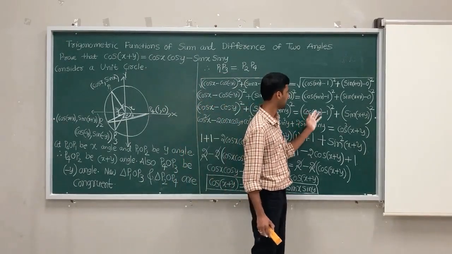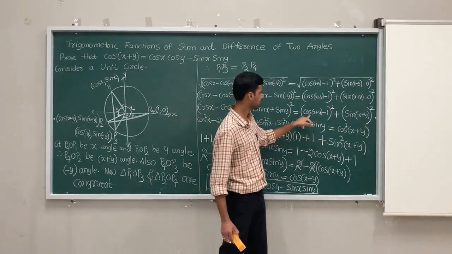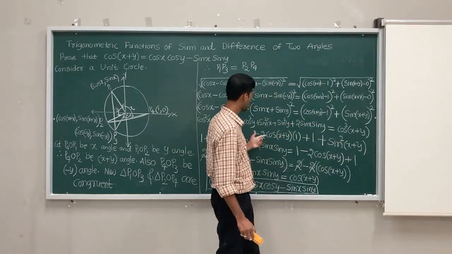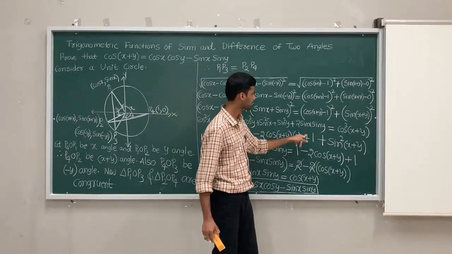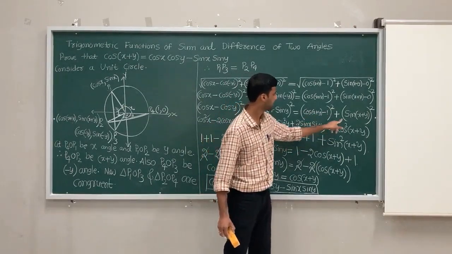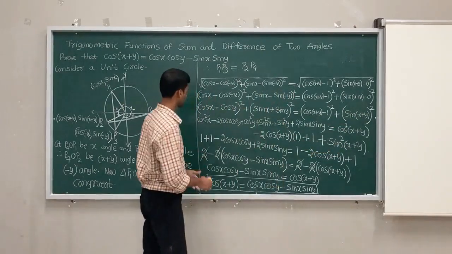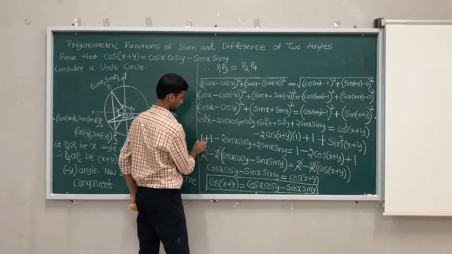Similarly, here a minus b the whole square. Because of less space, I wrote that step here. So a minus b the whole square means a square, that is cos square of x plus y, minus 2 times cos of x plus y into 1, plus 1 square. It is 1 plus sin of x plus y the whole square, that is sin square of x plus y. In the next step, I join cos square x with sin square x. I know that answer is 1.